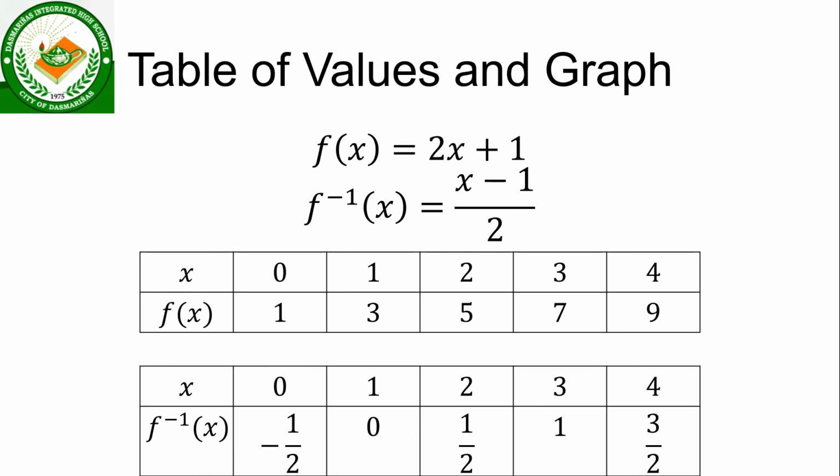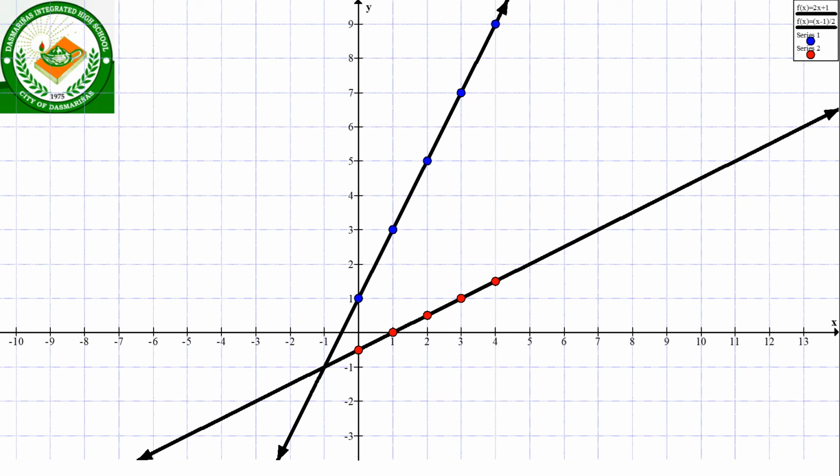And if you're going to graph that, the line with blue dots is the function, while the line with the red dots is the inverse of the function. So that is how it looks like. By the way, I use graphing software to graph so that I can show you more clearly how it looks like.